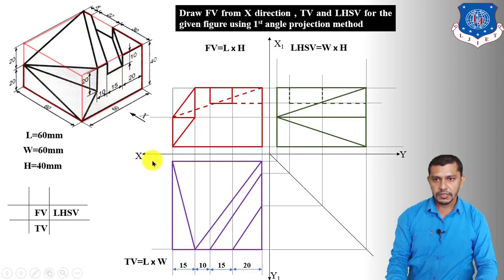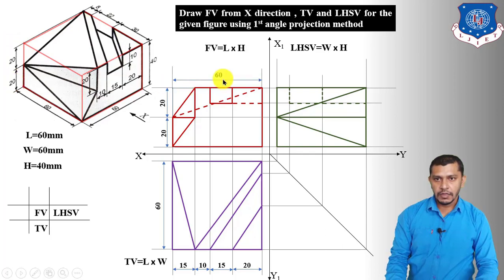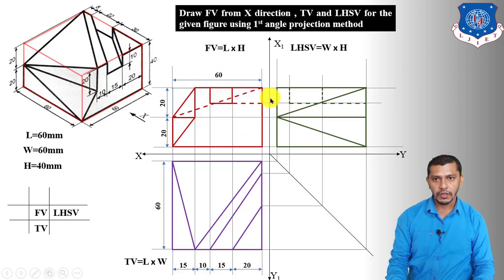Now this edge has a length of 60 mm. Now in the front view this length is 20 mm, this height is 20 mm, both are 20 mm. This total length is 60 mm. Now it is not necessary to give the dimension of this part, because if you follow the projections you can observe that we have already given the dimension in the top view. So it is not necessary to give the dimension of each part in each view.